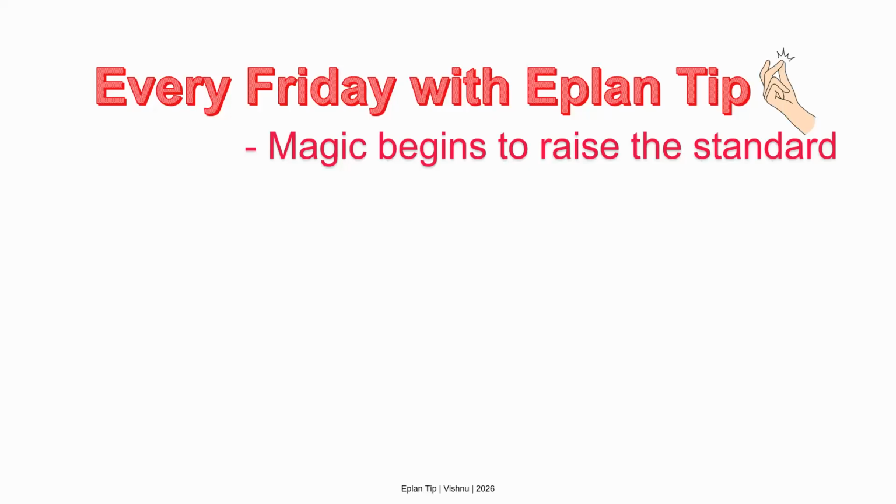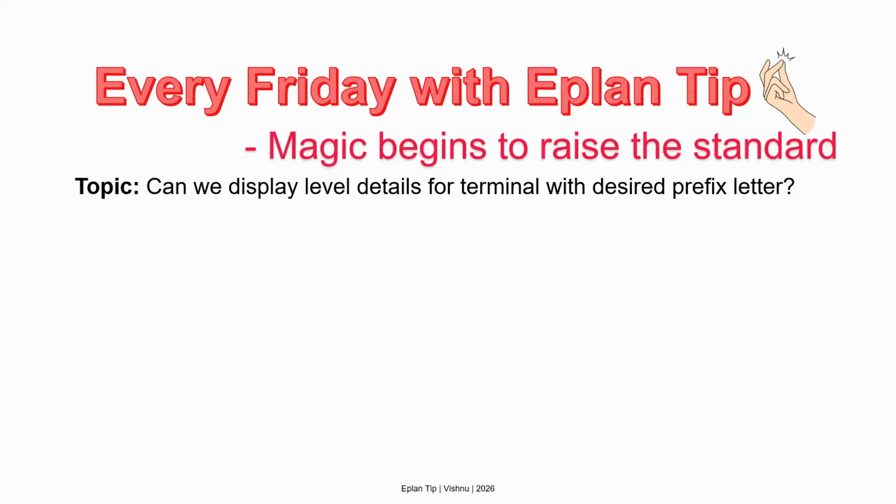Today's topic is a little interesting. So I was thinking, can we have a display of level? Because when you go for a double decker or multi-level terminal, you will have that level 1, 2, 3. Is it possible? Can I display it?